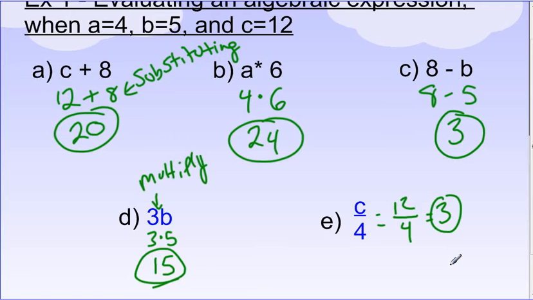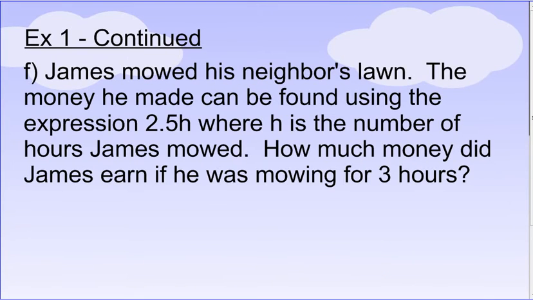All right? So that's evaluating an algebraic expression. You substitute to get rid of the letter, then do the math. We're going to see a word problem or two. Here we have letter F. It says, James mowed his neighbor's lawn. The money he made can be found using the expression 2.5h, where h is the number of hours James mowed. How much money did James earn if he was mowing for 3 hours?